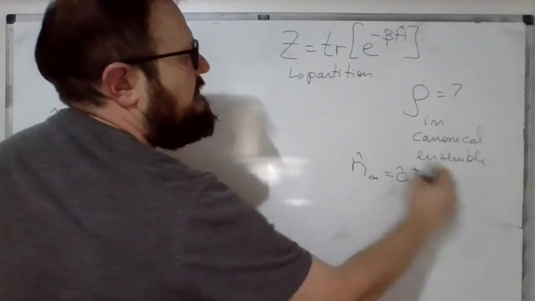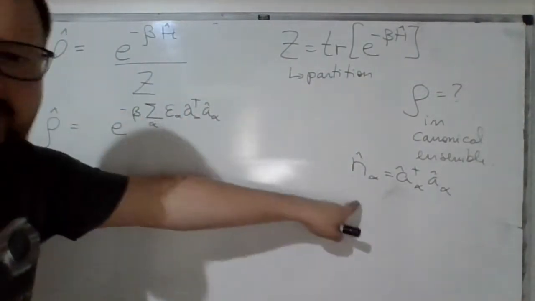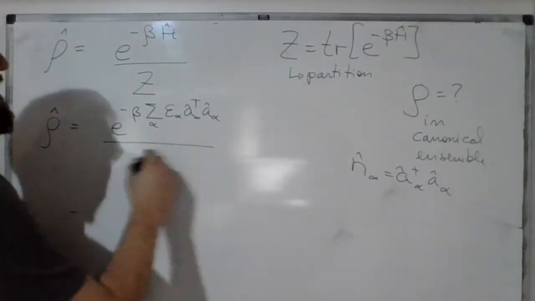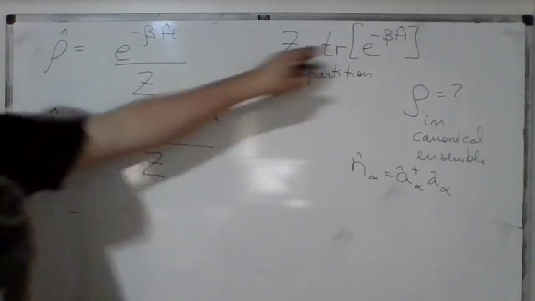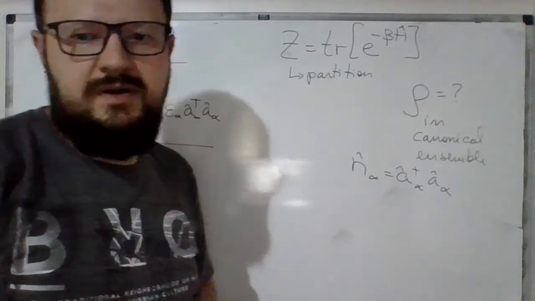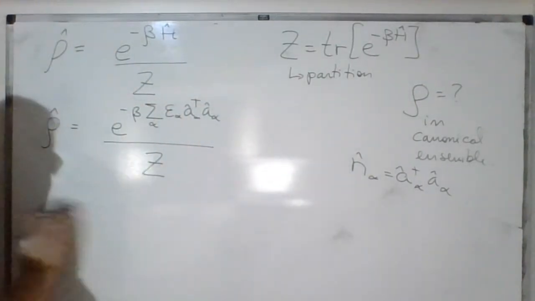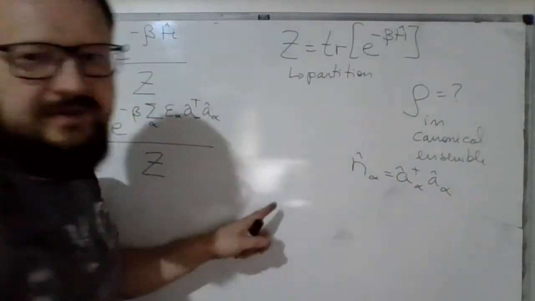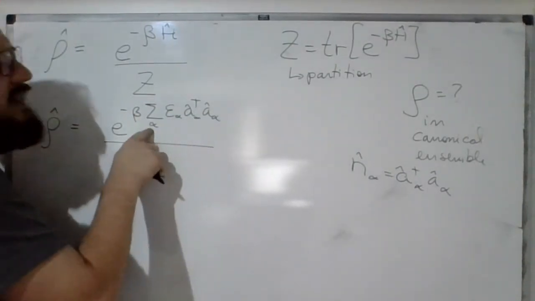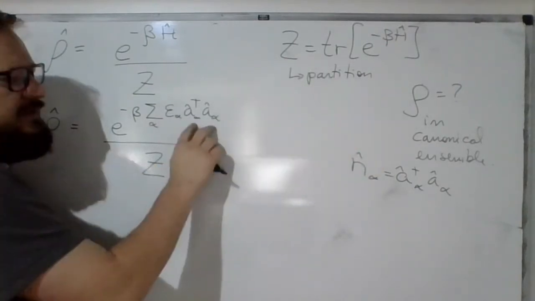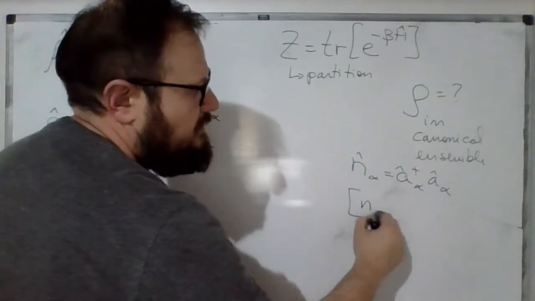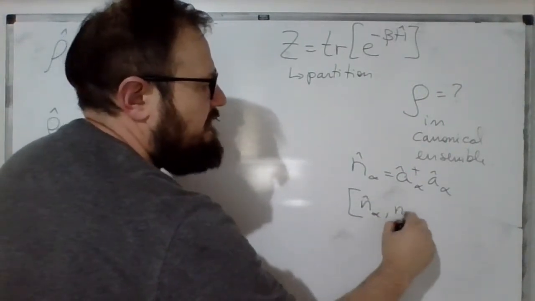A alpha dagger, A alpha. So this is the number operator, and it is divided by a number, which is the trace. After you calculate the trace, you get a number, right? And in this case, just remember a property: since this commutes for a given alpha with a beta, this operator commutes. So if you have 4 fermions or 4 bosons, it doesn't matter.